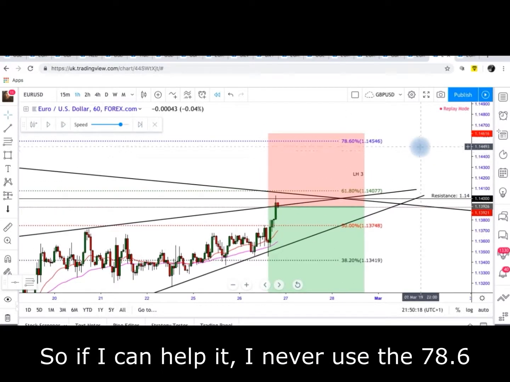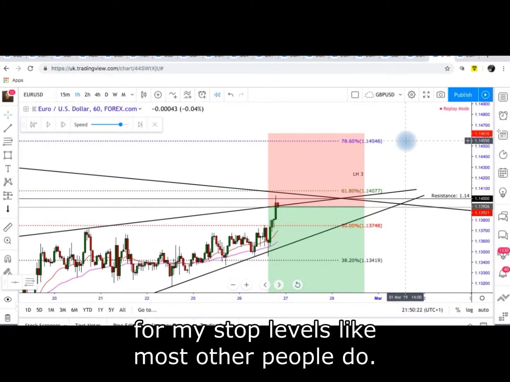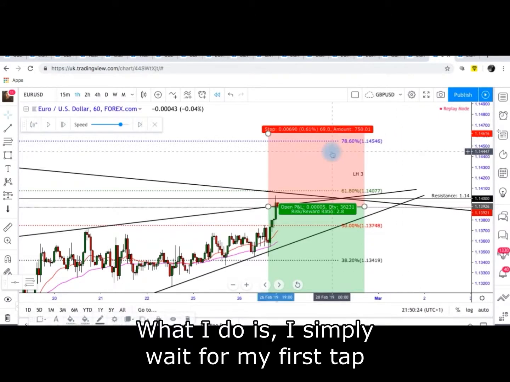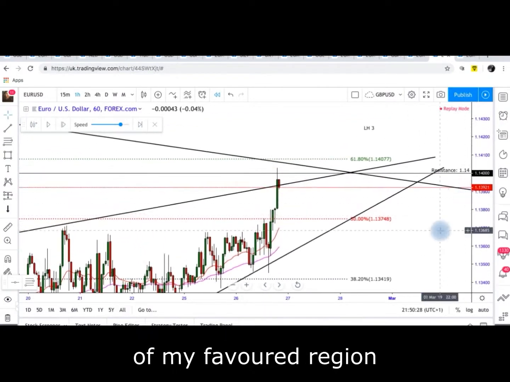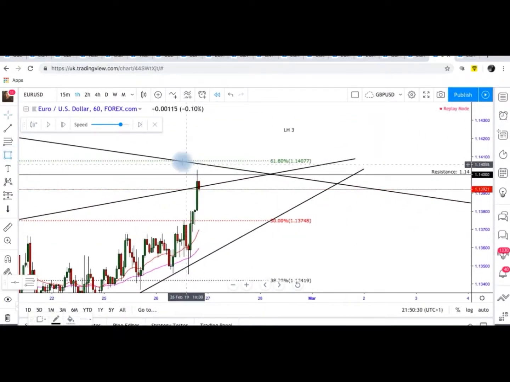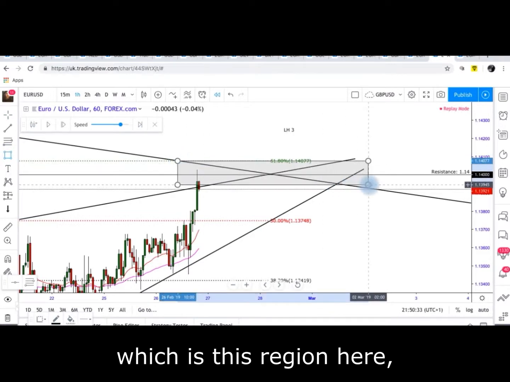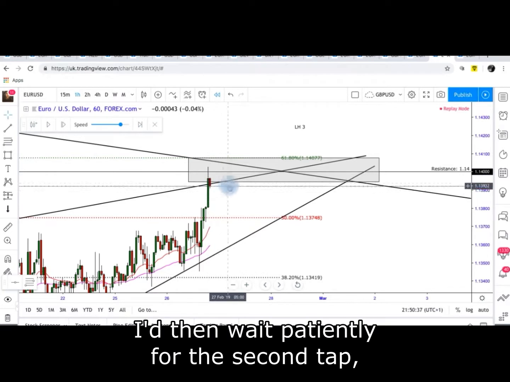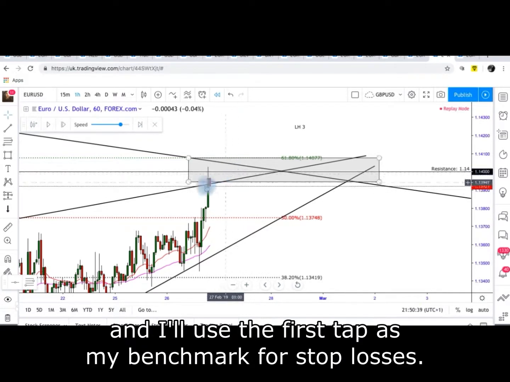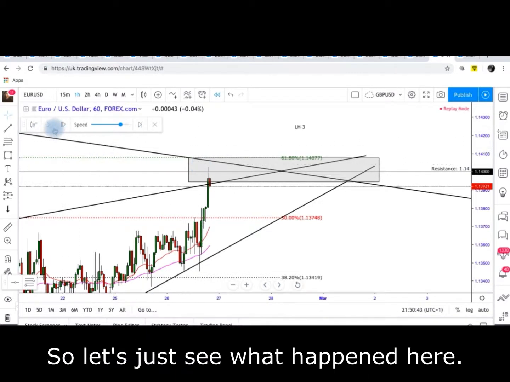If I can help it, I never use the 78.6 for my stop levels like most other people do. What I do is simply wait for my first tap of my favorite region, which is this region here. Once I've got my first tap, I will then wait patiently for the second tap, and I'll use the first tap as my benchmark for stop losses. So let's just see what happened here.